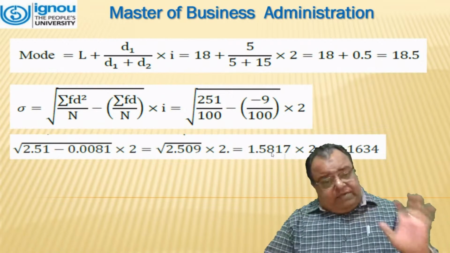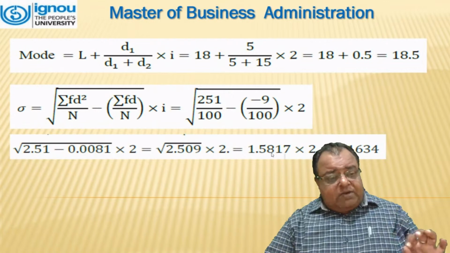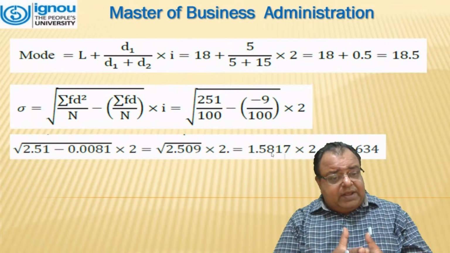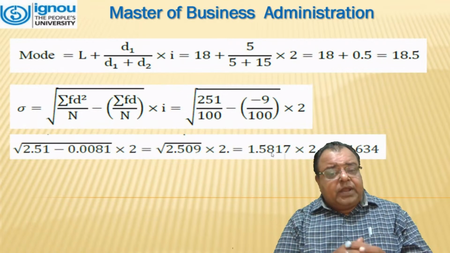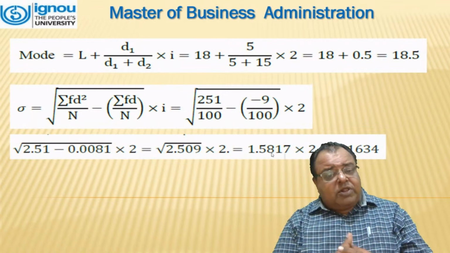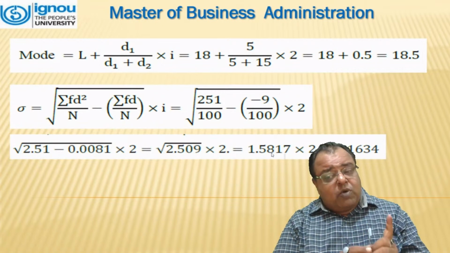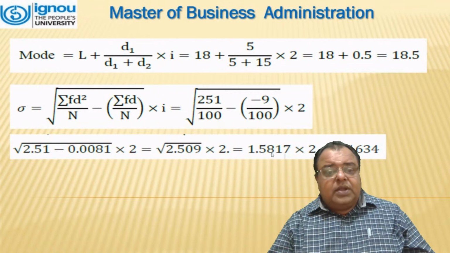Now comes the standard deviation. The standard deviation formula is the square root of summation fd squared by n minus the square of summation fd by n, into I. After placing all the values and calculating, we get the standard deviation as 3.1634.